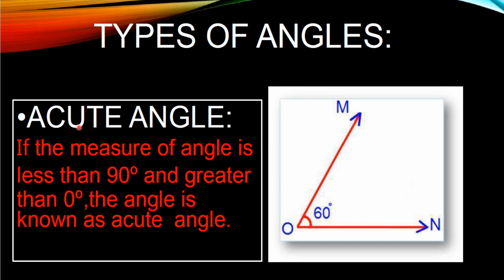The first type of angle is the acute angle. Let us discuss the definition of an acute angle. If the measure of an angle is less than 90 degrees and greater than 0 degrees, the angle is known as an acute angle. Observe this figure, my dear children. Here, angle MON is the angle. What is the amount of rotation here? What is the angle here? 60 degrees. So this angle is less than 90 degrees and greater than 0 degrees. So this is an example of an acute angle. Understood this point, my dear children?